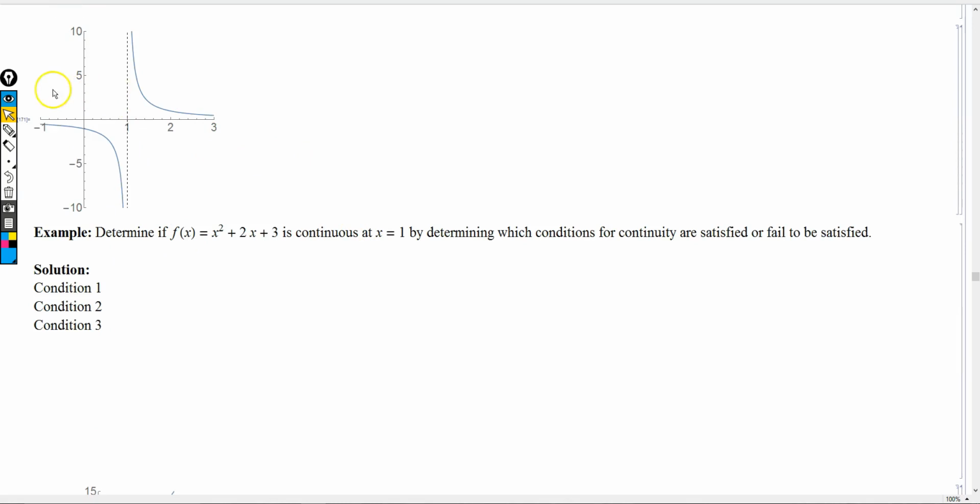So let's determine if f of x equals x squared plus 2x plus 3 is continuous at x equaling 1. Alright, so let's check out our 3 conditions. First of all, we have to look at f of 1. Is it defined? Can I put 1 in here for x? Of course I can. I can put 1 in there and we get back 6. So yes, condition 1 is satisfied.